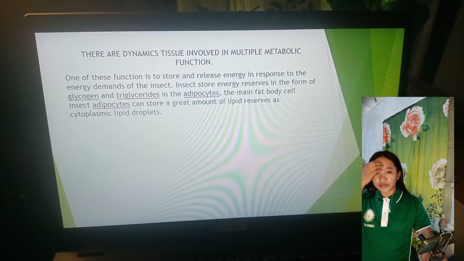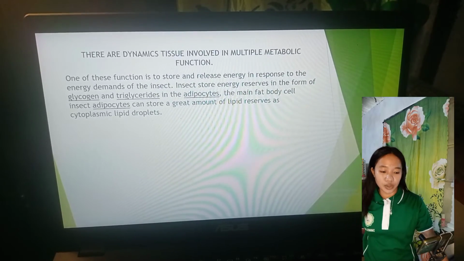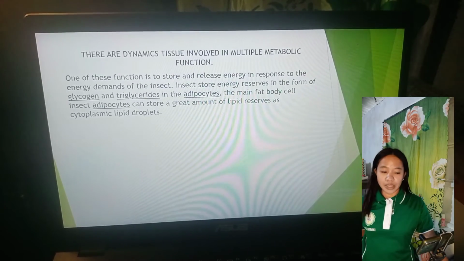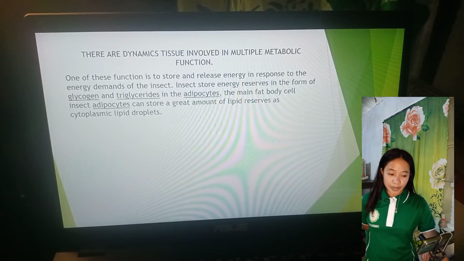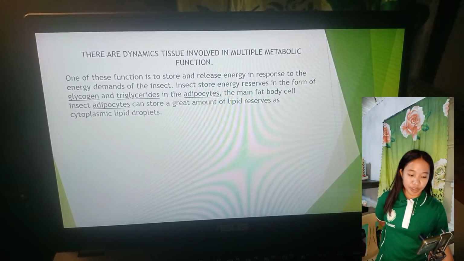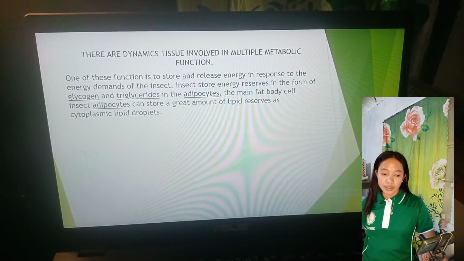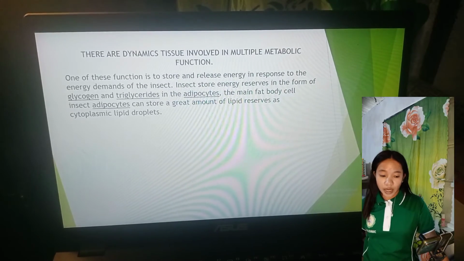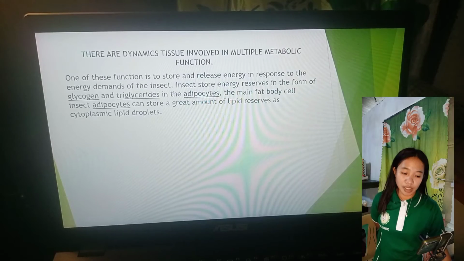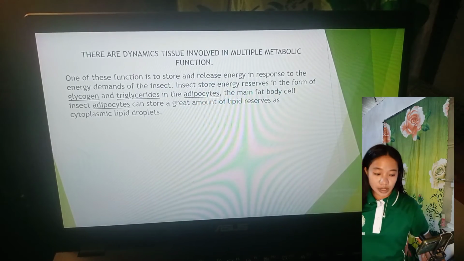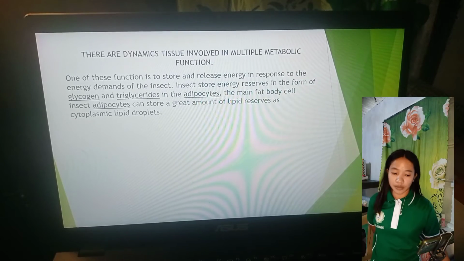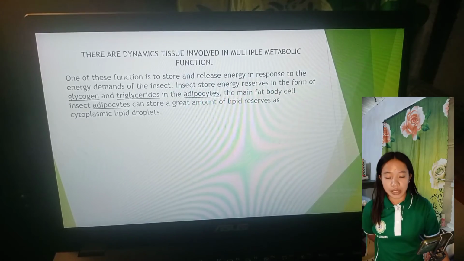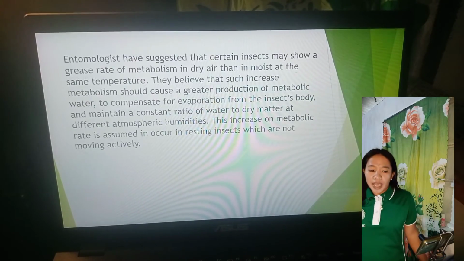It is a dynamic tissue involved in multiple metabolic functions. One of these functions is to store and release energy in response to the energy demands of an insect. Insects store energy reserves in the form of glycogen and triglycerides in the adipocytes, and the adipocyte is the main fat body cell of insects. It can store a great amount of lipid reserves as cytoplasmic lipid droplets.